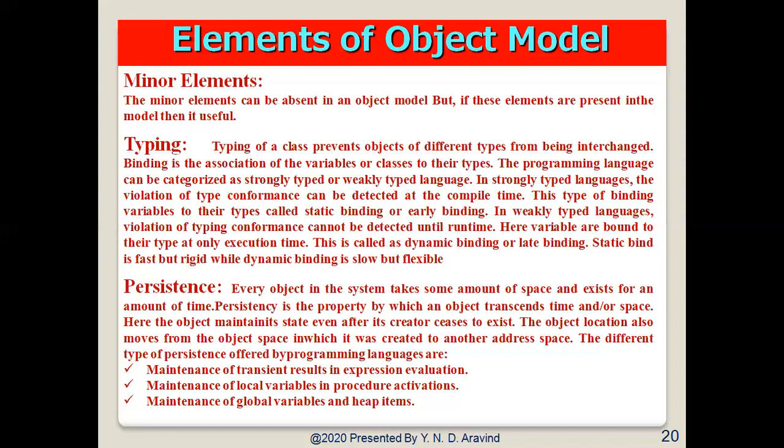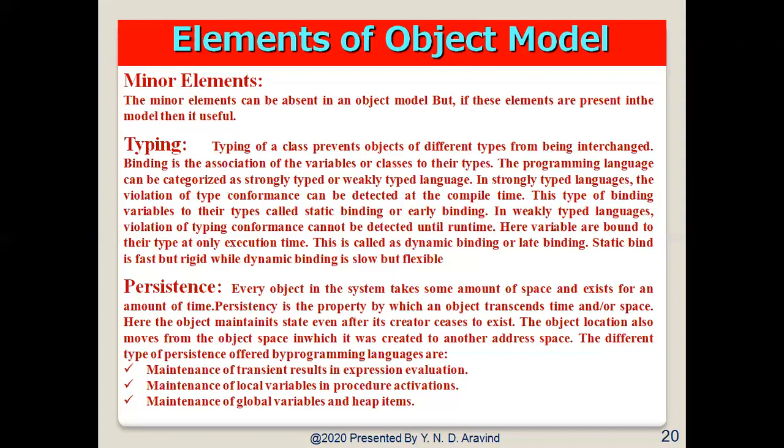Whereas in weakly typed languages, violation of typing conformance cannot be detected until runtime. Here, variables are bound to their type only at execution time. This is called dynamic binding or late binding. Static binding is fast but rigid, while dynamic binding is slow but flexible.